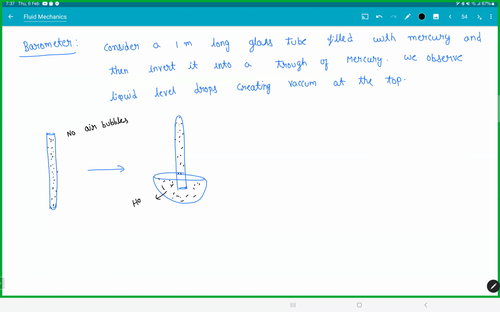All this is mercury. And then you'll observe this mercury level actually drops. And in this process, it creates a vacuum here. Think about it. If the liquid just comes down, there is nothing to occupy the top, right? So this is how we can actually measure the atmosphere pressure. We'll see that. And at this level here, we know the pressure is P naught, atmosphere pressure.